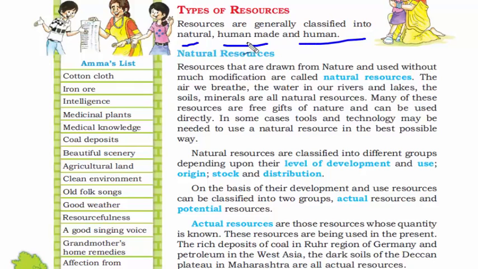So don't get confused between human-made and human, because human is we ourselves, and human-made is the things that we have made, and nature is natural. So let's read about natural resources. By the name you can figure out that it is drawn from nature, and we use it with a little bit of modification. As we have read earlier, it is of no use if you don't know how to apply the knowledge. With modification, we can use the resources that are provided by nature.